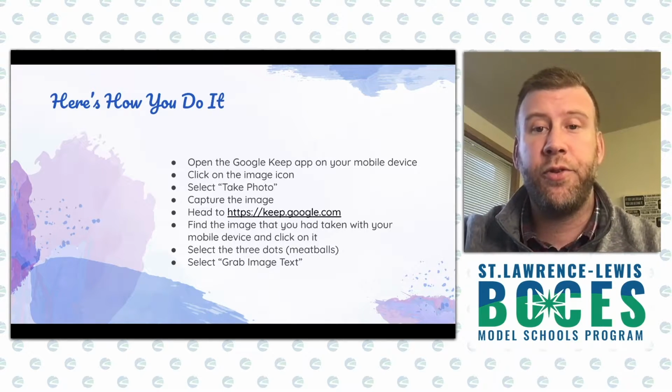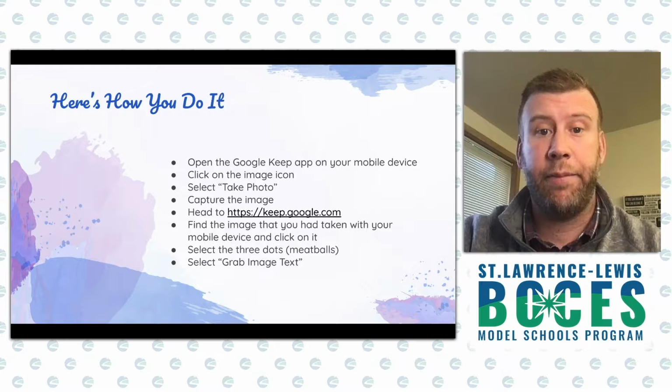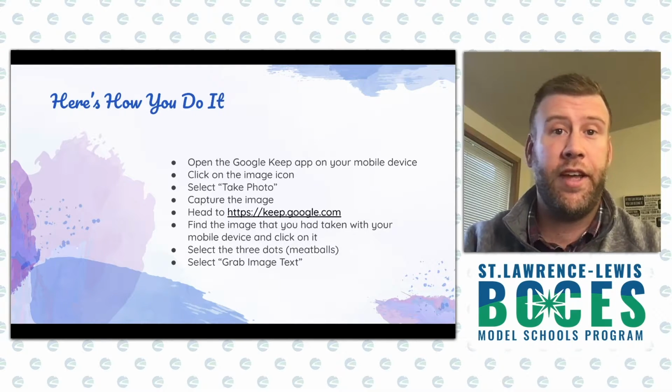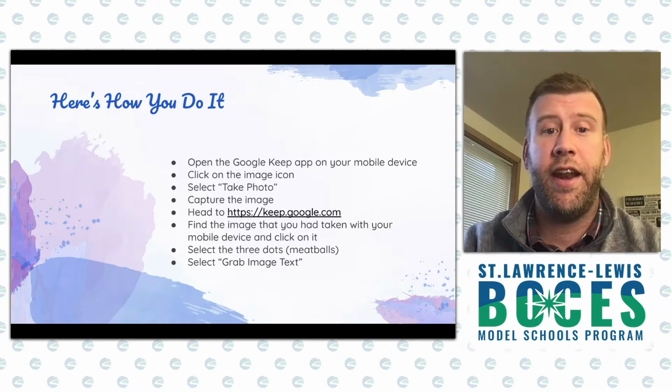Once you get into the Google Keep app, you're going to click on the image icon, take a picture. Select take photo as opposed to choose photo. Choose photo is for when you have things that are already on your phone. So click to take photo. You're going to capture the image just the same way you take a picture of anything.